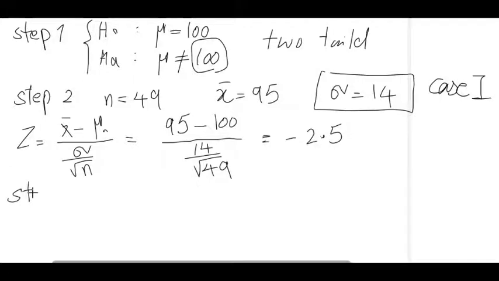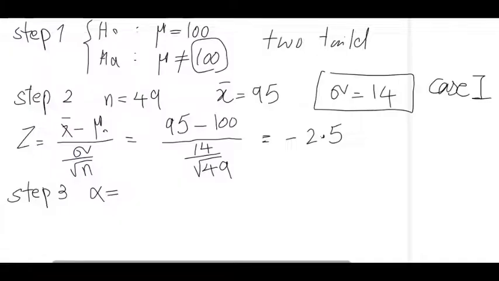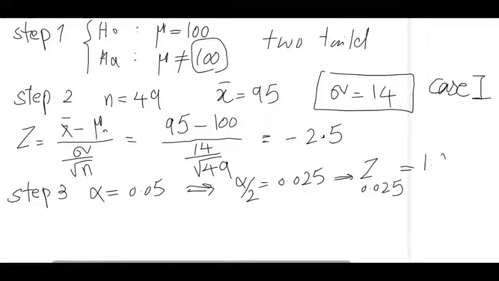In step 3, we need a critical value from the normal table. Alpha is 0.05. So we have a two-tailed test, so we need alpha divided by 2, which is 0.025. So Z for 0.025 is 1.96.